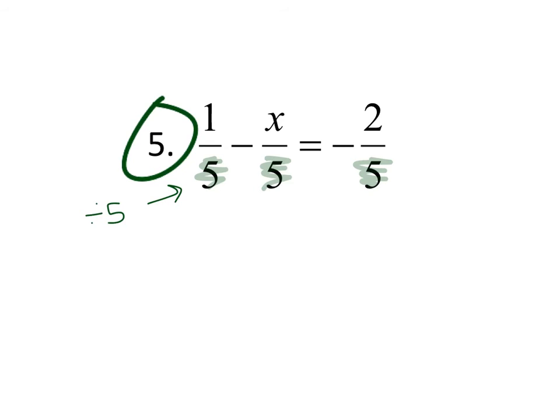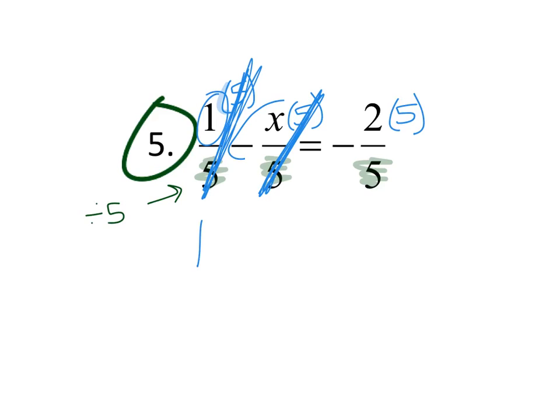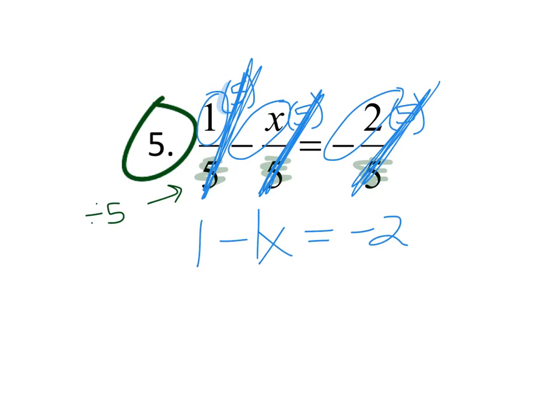To eliminate, we're going to multiply by 5 here, multiply by 5 here, and multiply by 5 there. And on every single one of them, 5 divided by 5 is 1, so here I'm left with 1. 5 divided by 5 is 1, here I'm left with a minus 1x. Equals 5 divided by 5 is 1, and I'm just left with a -2. So essentially, if I multiply everything by 5, I get rid of that 5 in the denominator, and now I have a much nicer looking problem.